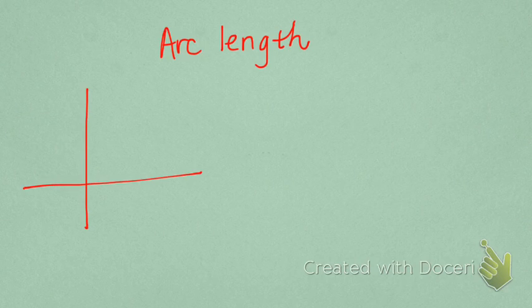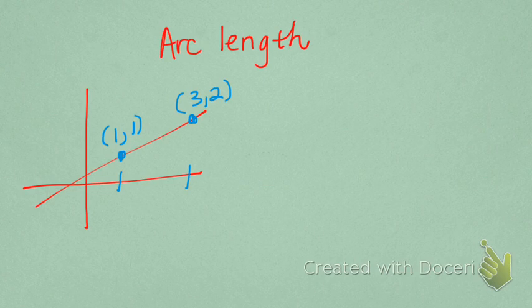This lesson is learning how to find the arc length. Arc length is the distance between 2 points, whether you have a curve or whether you have a line. So let's start off with just a line. And let's say that I want to find the distance between these 2 points here. Let's say that the points are (1, 1) and (3, 2).